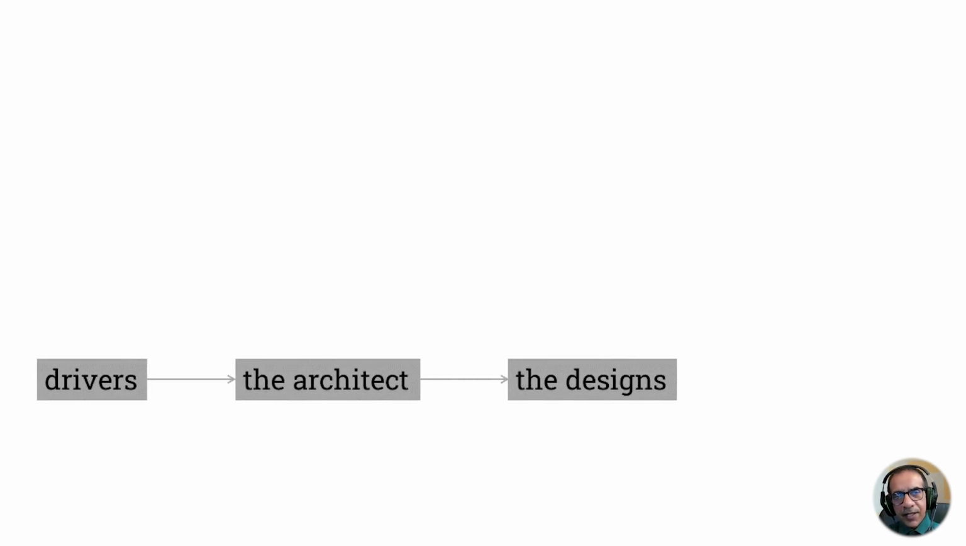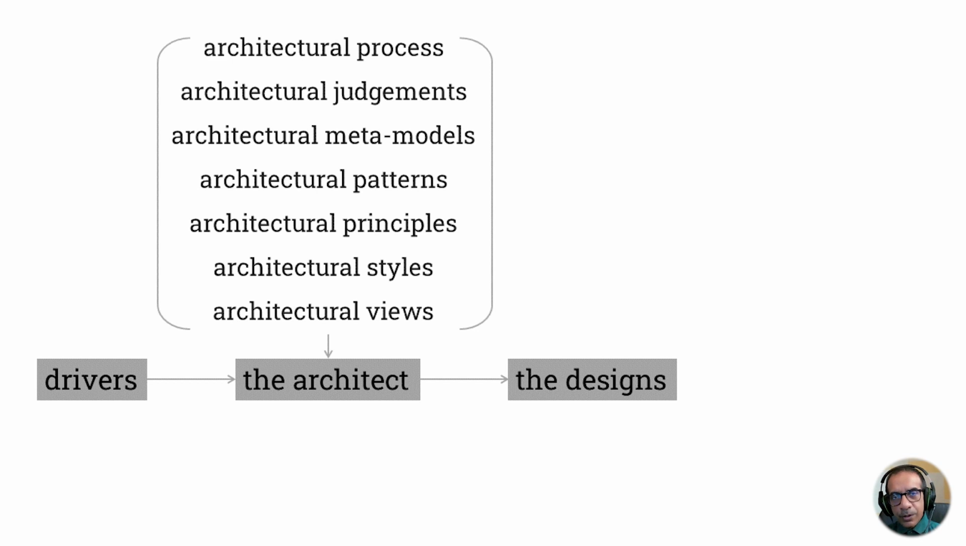As we can see, the architect analyzes the drivers and exercises synthesis to convert the drivers to solution designs. To be able to do that, he follows the architectural process, applies architectural judgments, uses meta models, patterns, principles, and decides on architectural styles and views. In a later part of this series, we shall go through most of this. So don't worry if you do not understand fully. Just a mental guess would be fine.